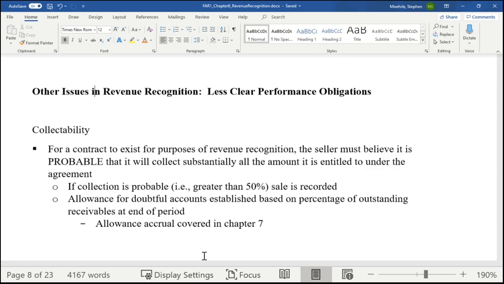Now, not all amounts receivable actually do turn out to be received. We thought that was likely, but it turned out to not occur. It just happens in business.